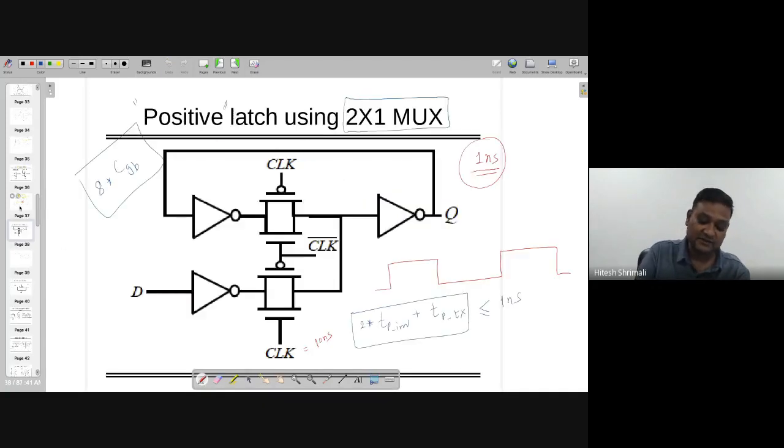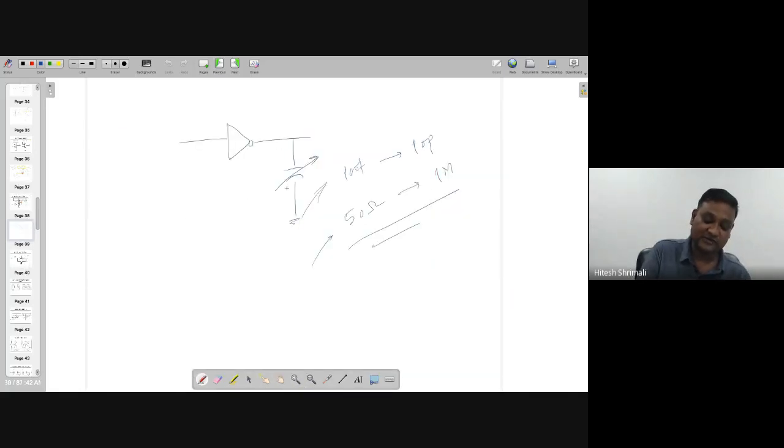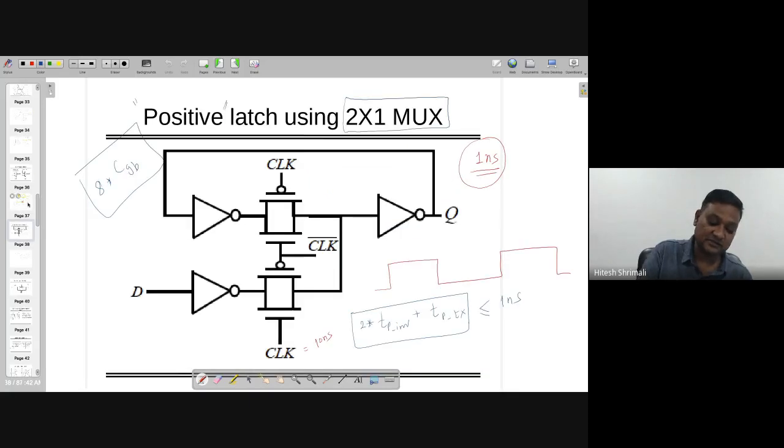These gates are being driven by the clock, which is created maybe by the cross-coupled latch, or from another latch circuit where clock and clock bar are non-overlapping. If you want to create that, then it has to drive the load of some big capacitance, right? Which is generated because of these eight transistors. So it's 8 times CGB, and we need to reduce that.